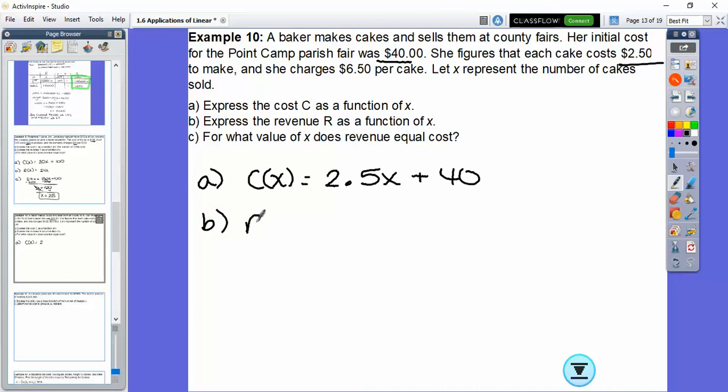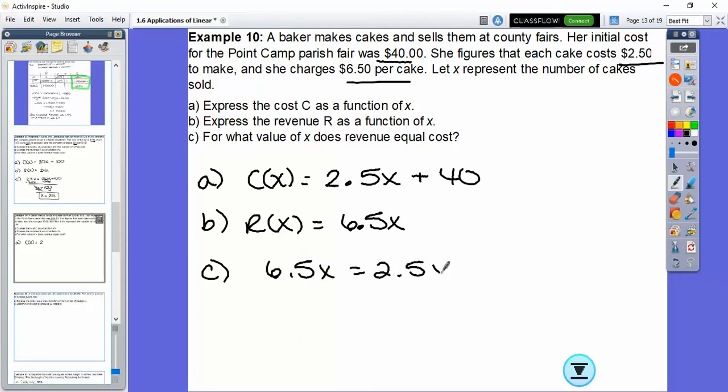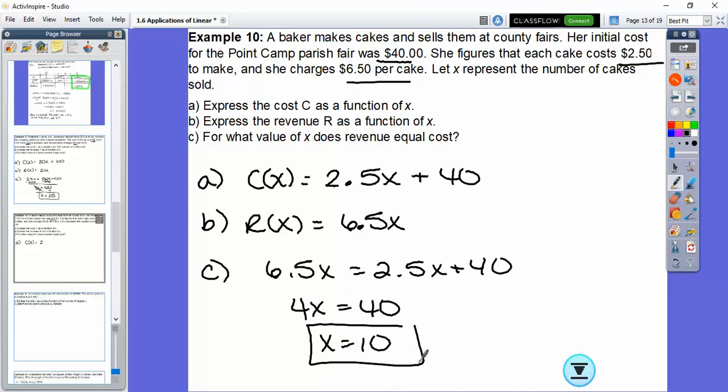Part B, the revenue. What she charges, that's $6.50 per cake, so that's a repeated thing, so that's your slope. There's no y-intercept there. So C, our break-even point, we want revenue to equal the cost. So if you subtract over your 2.5, divide by 4, and that's 10. So she's got to sell 10 cakes to break even. More than that would be a profit. It's a pretty cheap cake. It is.